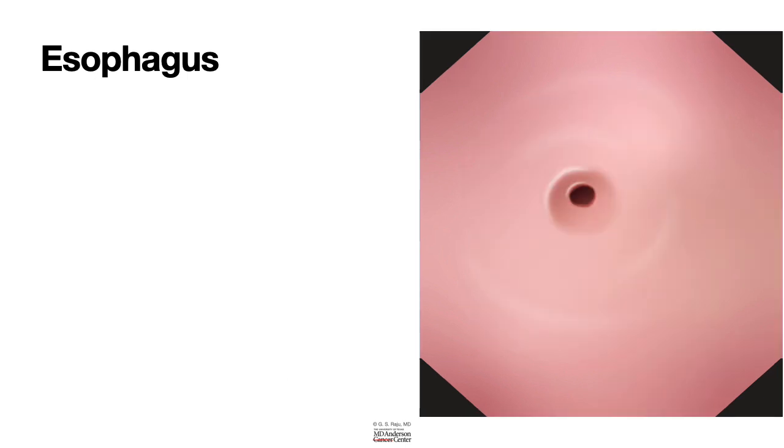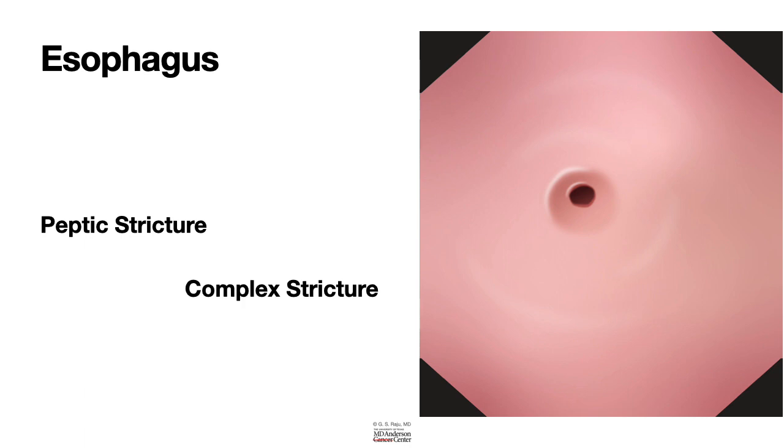Here is a peptic stricture, and this is a complex stricture. Complex compared to simple because it's very tight. It is a longer stricture, and if the stricture is not straight and is a little bit crooked, it is also known as a complex stricture.